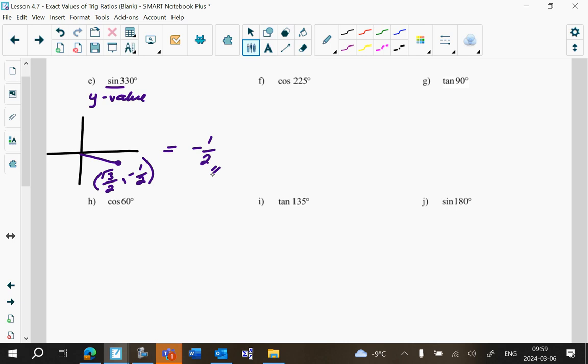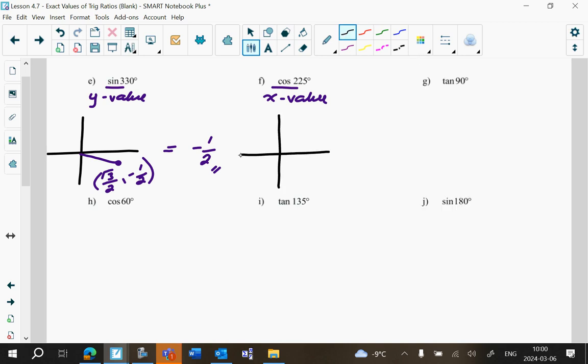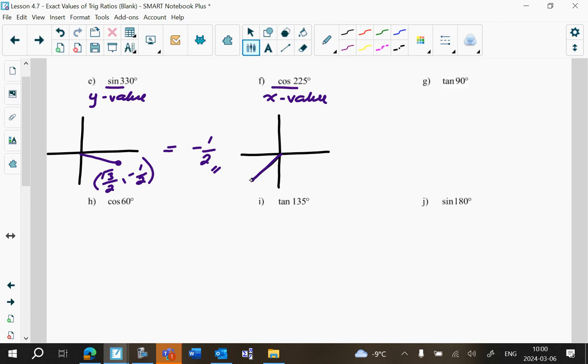So do you see, in order to do these, you've got to know your unit circle. Cosine is x value. 225 is in the 45-degree family, and it's negative root 2 over 2, negative root 2 over 2. So the cosine will be whatever the x value is. Well, they both are the same. So it's negative root 2 over 2.